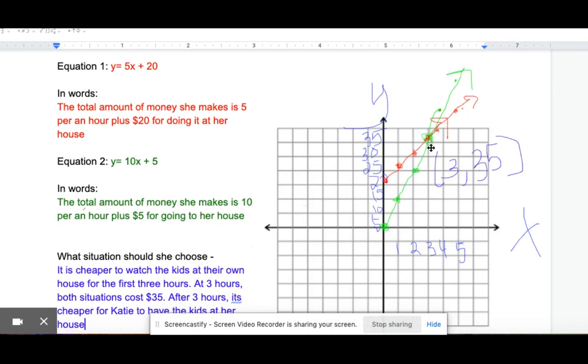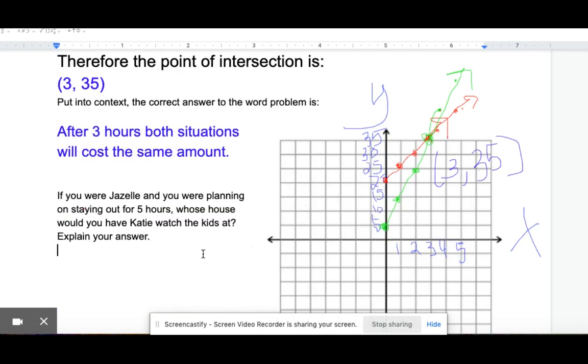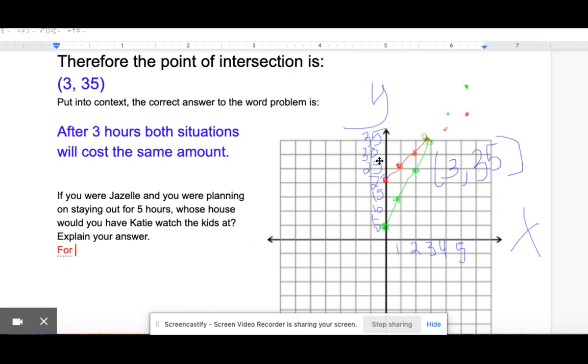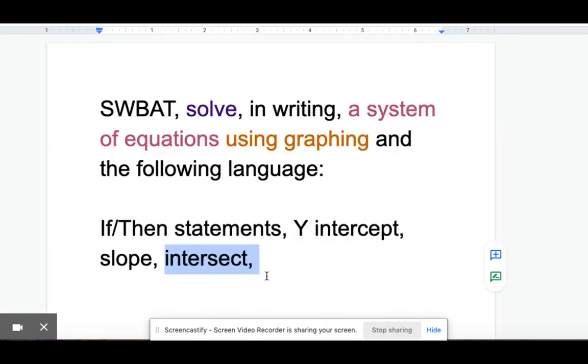The second question goes, if Giselle and you were planning on staying out for 5 hours, whose house would you have Katie watch the kids at? So then by 5 hours, 5 here, the red one is way less than the green one. So you want to pick the cheaper answer when you get a babysitter. So for 5 hours, it is cheaper for Katie to watch the kids at her own house. Because the red line was her watching them at her own house. And that's the entire lesson in short.